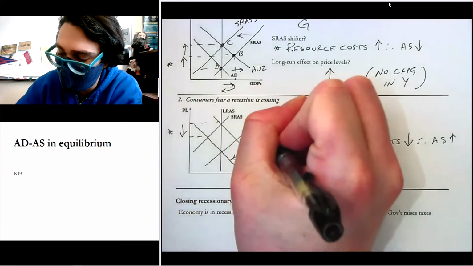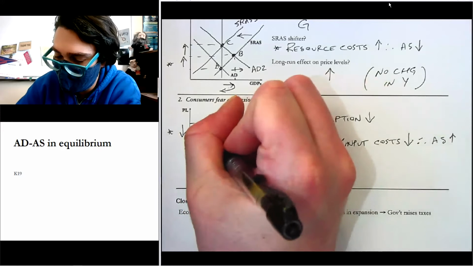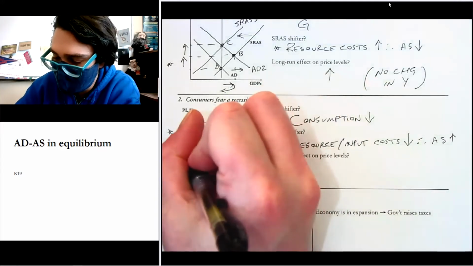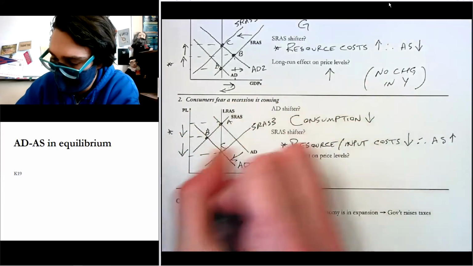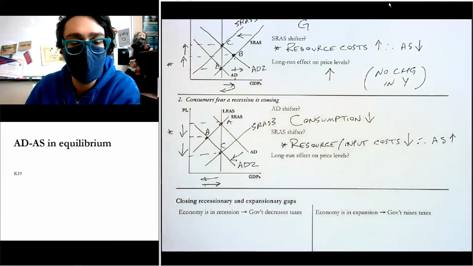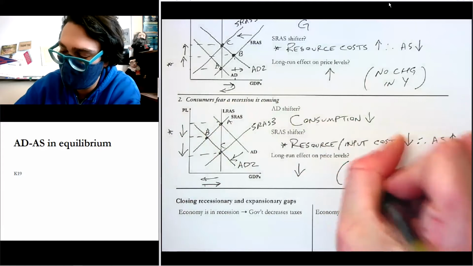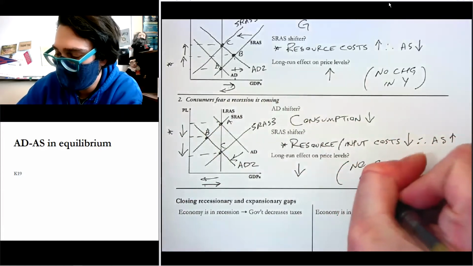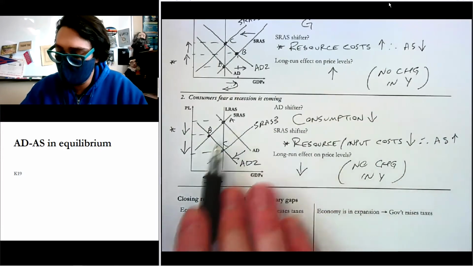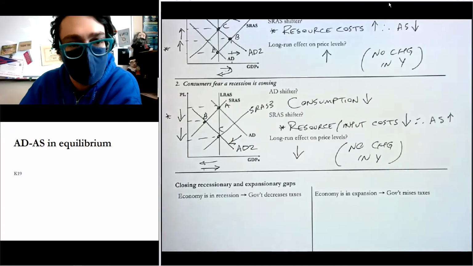So SRAS eventually goes to 3. So we go from point A to point B, and then we go to point C. And we can see here, prices fell even more, and initially output fell, but then it went right back to where we started. So for this, the long run effect would be a decrease in prices with, again, no change in Y. Assuming that we didn't do anything to have any effect here, this is what happens in the long run as the economy fixes itself, right?